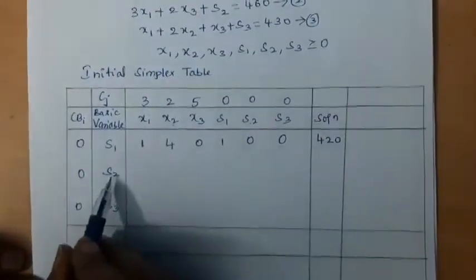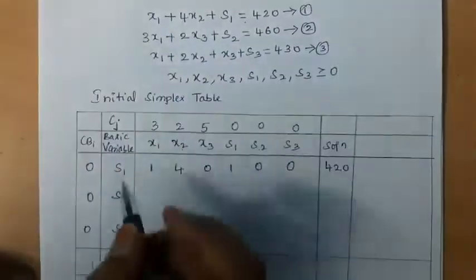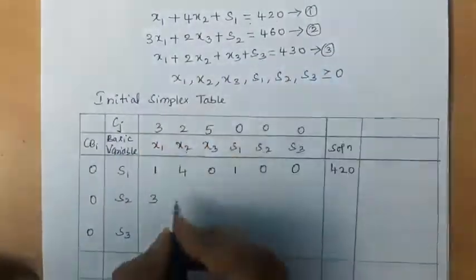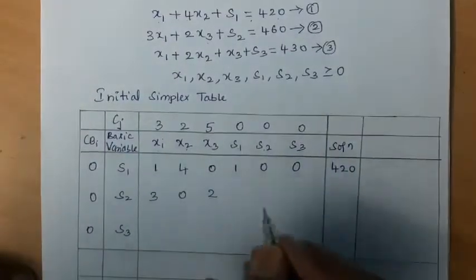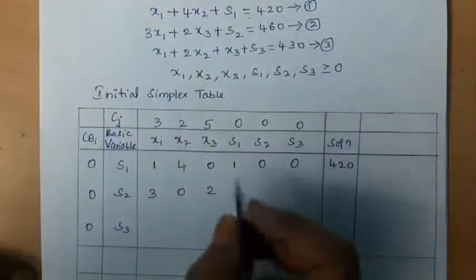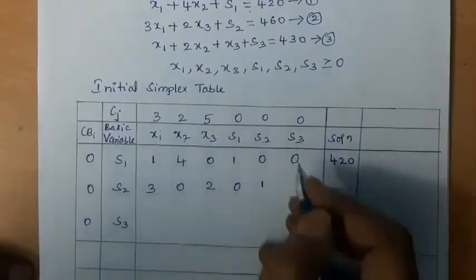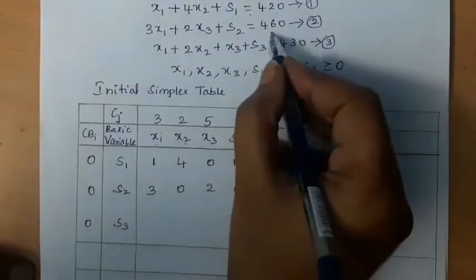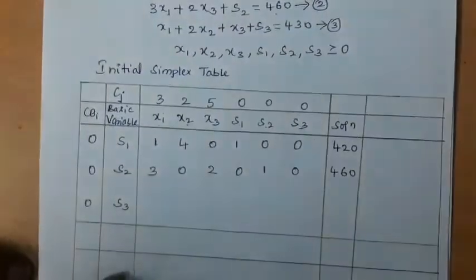Next, s2 slack variable. That arrived in the second constraint. So let us take down the second constraint values. x1 value is 3. x2 is not here, so it is 0. x3 value is 2. So write down 2. s1 is not there here, so it is 0. s2 value is 1. s2 is there. s3 is not there in the second constraint, so it is 0. And the solution is 460. So write down here 460. Next, s3 arrived in the third constraint.